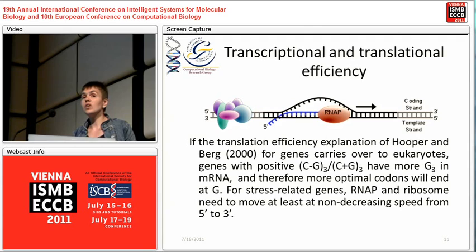If you imagine a stress-related gene, a gene that has to be expressed under certain conditions, and you need to make, maybe, a drought-related protein or a salt-related protein, you have to make it fast because you have to act now. Because of that, you cannot afford ribosomal congestion or RNA polymerases bumping each other off. You need to accelerate from the 5' end to the 3' end in order to avoid abortive transcription and translation. That would explain it if Cs and Gs are related to the speed of those processes. It would make sense that stress-related genes need to have those processes optimized by choosing the optimal codons.